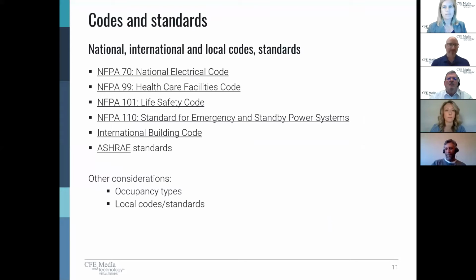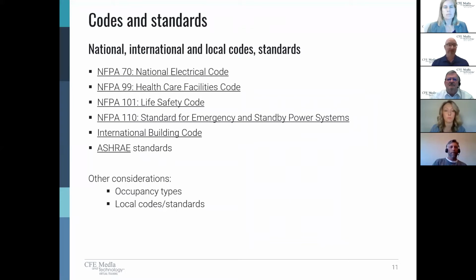Thanks, Jeremy. We all are very much aware that codes dictate much of what we can and cannot do within buildings and structures. Now, some of my favorite codes are listed on this screen. Of course, we're all familiar with NFPA 70. The National Electric Code has a variety of aspects that affect emergency power. We have sections specifically dedicated to generator and fuel systems.